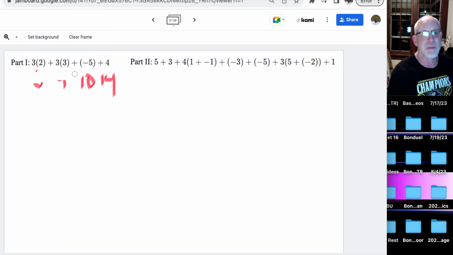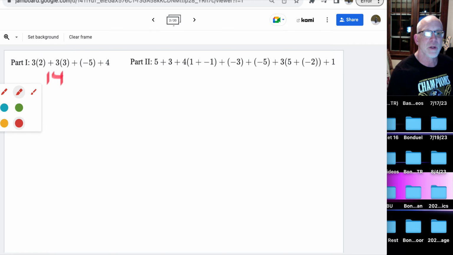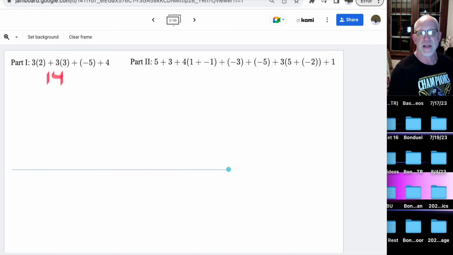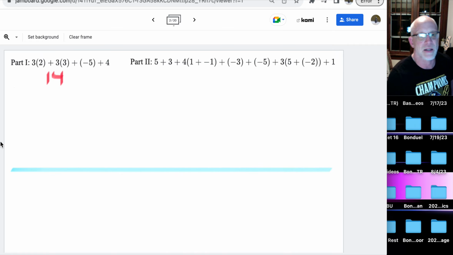Now, I saw 2 people do this 2 different ways, and I'm sure they both work out just fantastically. One group said, we're going to do our second line and start it at 14. Other people said, no, we're going to start it at 0 again, and then we'll add it later. However you did that, it's fine. But I'm going to start mine at 0, and then I'm going to add these up at the end.